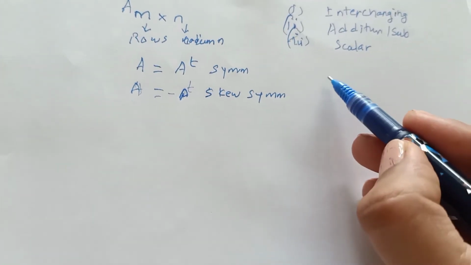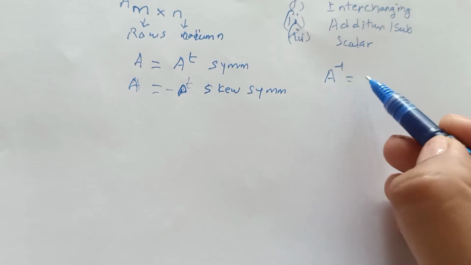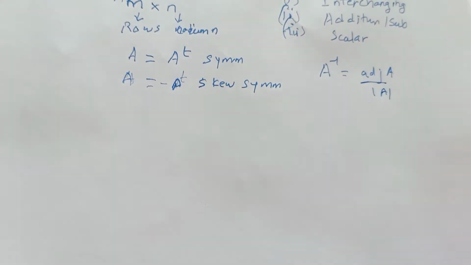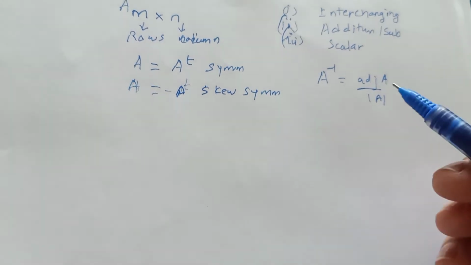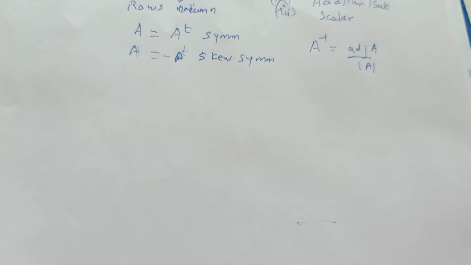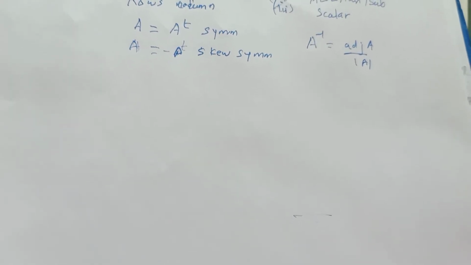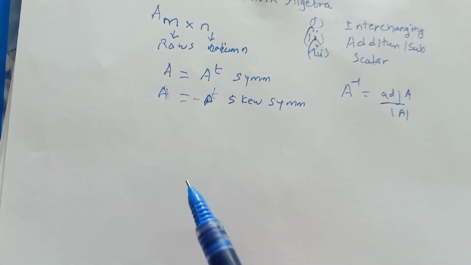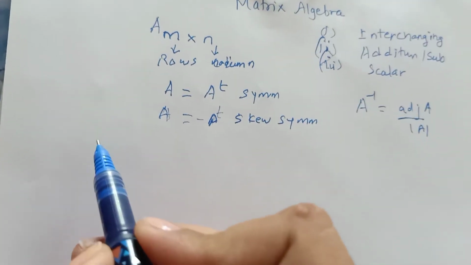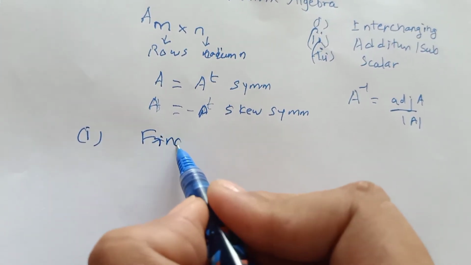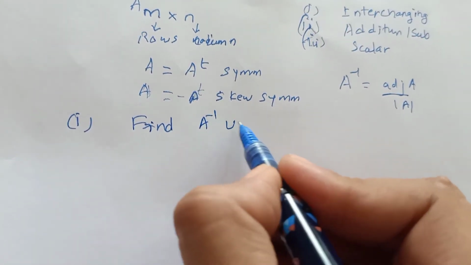Then you should know about finding A inverse. It is adjoint of A upon determinant of A. And I would consider that you should know all these notations, things, adjoint, determinant, minors, from your 12th standard. So first thing that we will start with, finding the inverse using Gauss-Jordan method.